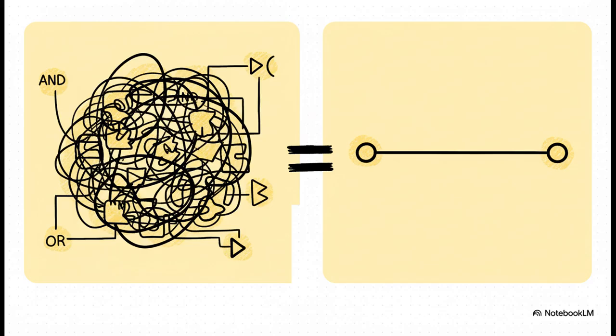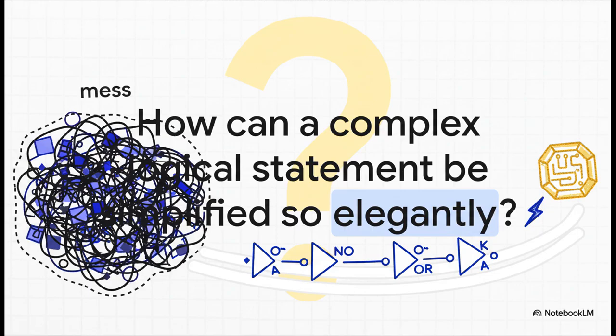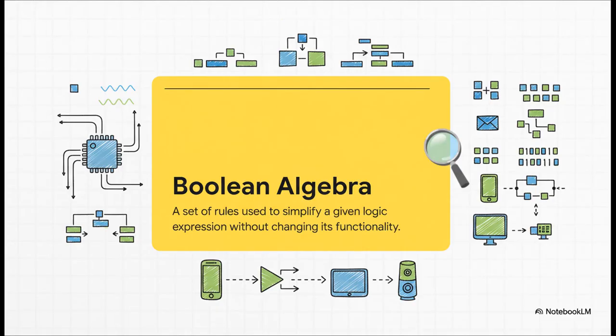Pretty wild, right? So, that begs the question, how in the world do we get from that mess on the left to the masterpiece on the right? Well, the answer lies in this incredibly powerful system of logic that was invented over 150 years ago. And here it is, Boolean algebra, named after its creator, George Boole.